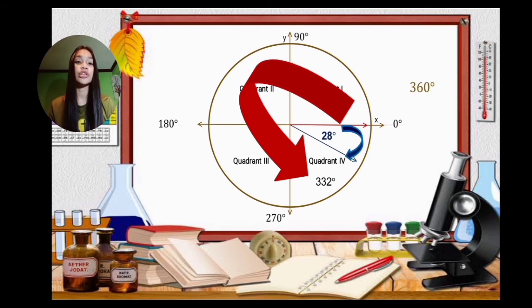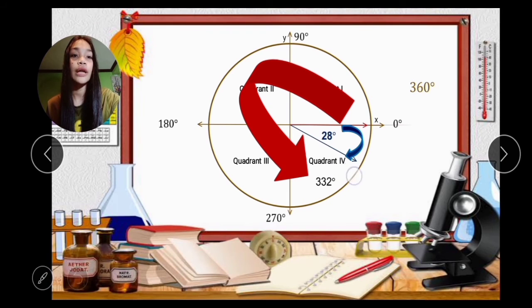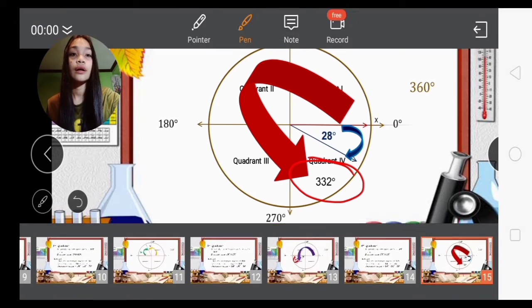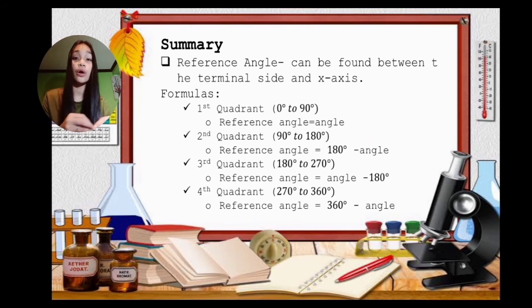And that is our Cartesian plane. This one is what we are looking for, the reference angle, and the reference angle is 28 degrees. That's it. Next, let's go to our summary.